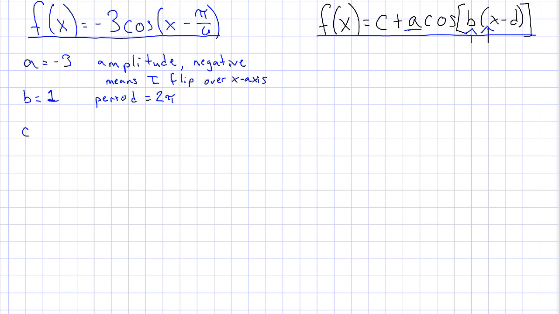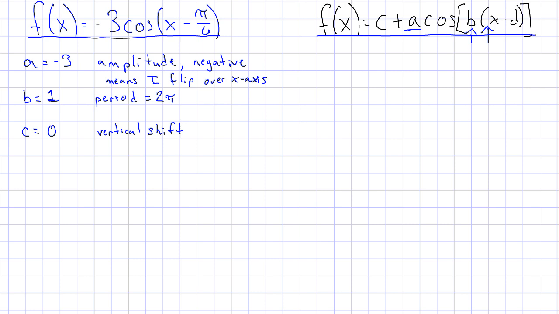Then I'll look at c. Well, my function doesn't have c. I don't have anything being added outside of the cosine. Everything's being multiplied here. So c equals 0. This is the vertical shift, and that means that for my problem, I have no vertical shift.